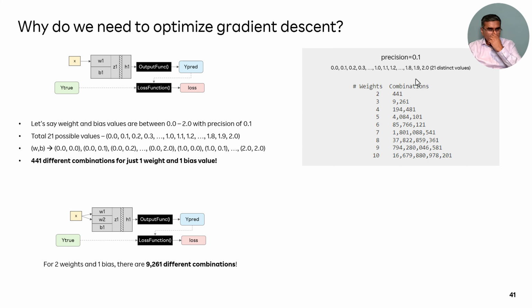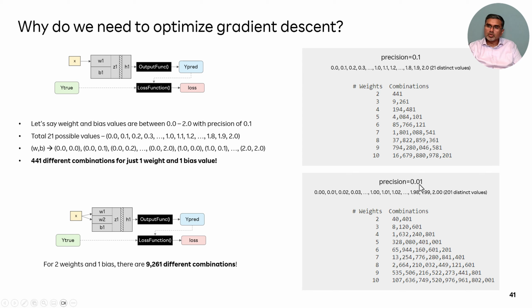Obviously, you will have bigger or smaller precision, right? Which is, let's say, precision of 0.01. With 0.1, with two weights, it has 441 combinations. With the precision of 0.01, with just two weights, it is 40,000 combinations. You hit 1 million at three weights plus one bias. You hit a first billion at around four weights and one bias and so on.